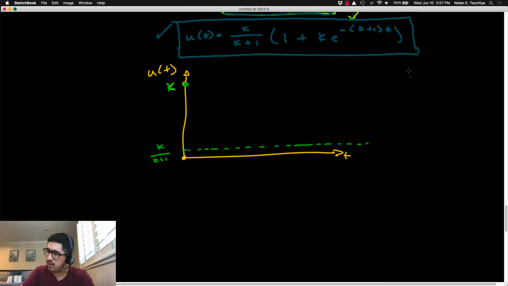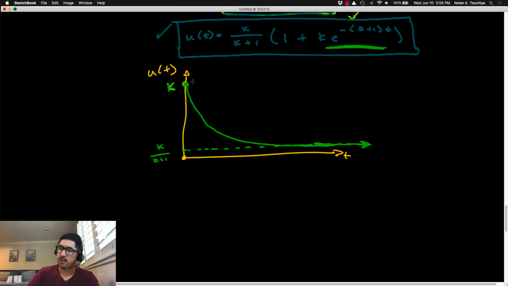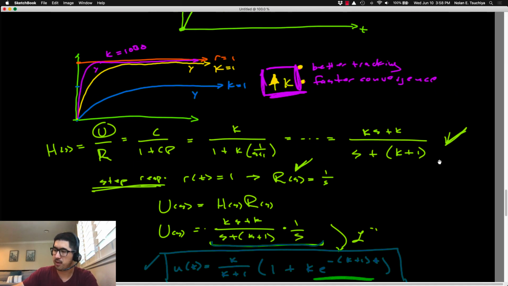In between 0 and infinity, we are simply decaying according to the decay rate of e to the minus (k plus 1)t. So the actual control effort that's going to be applied is going to look something like this. This is u of t applied as the closed loop step response.